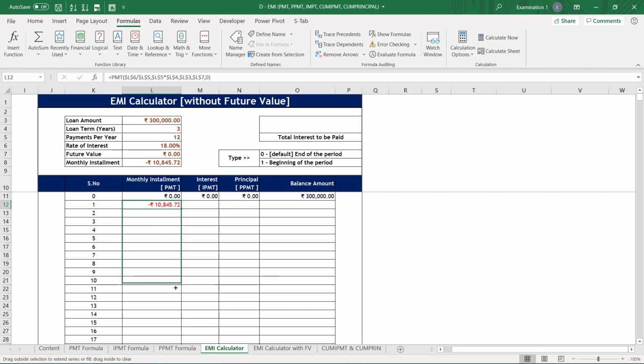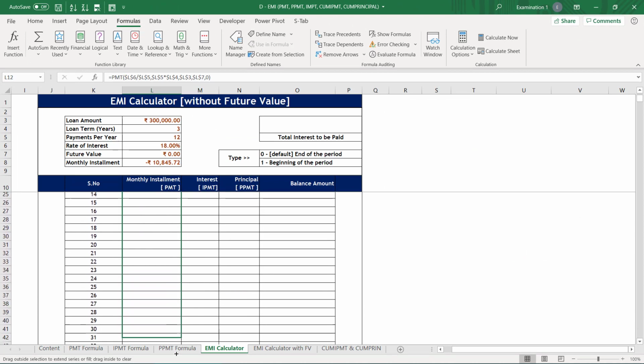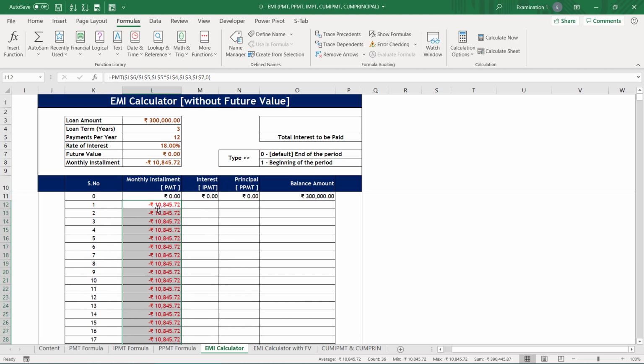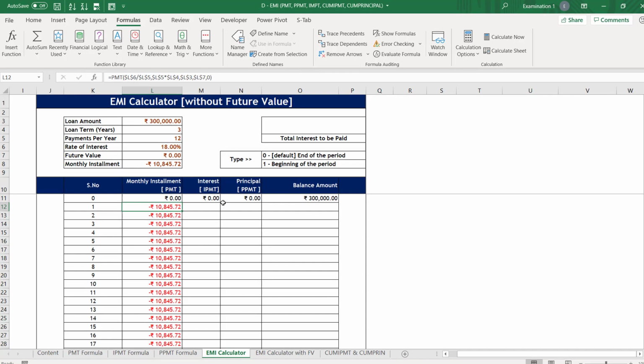And now if I drag this all the way up to 36, you can see in each month I have to pay this amount, 10,845.72 rupees. Now I want to know that when I pay this very first installment, what part of it will go to the bank as interest and what part of it will go to the bank as principal.